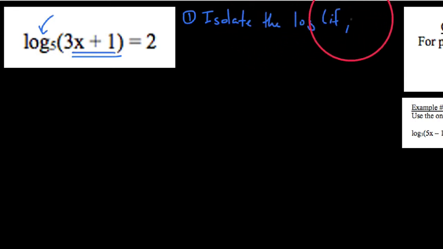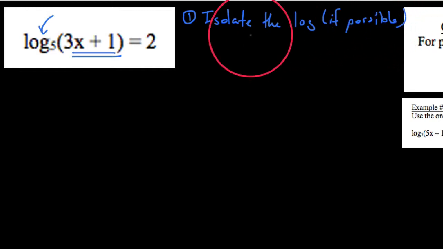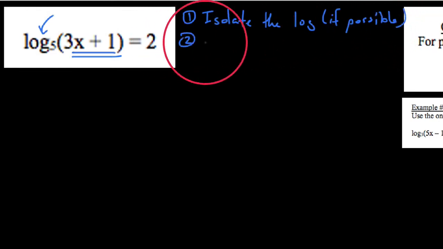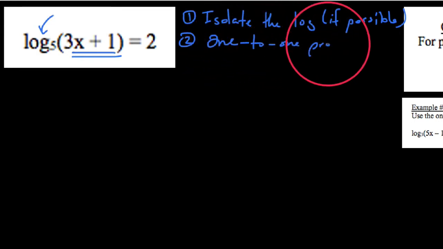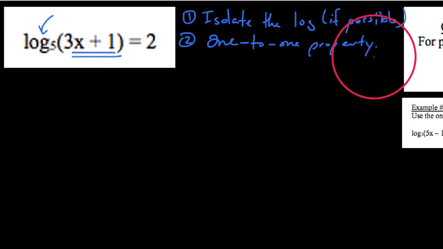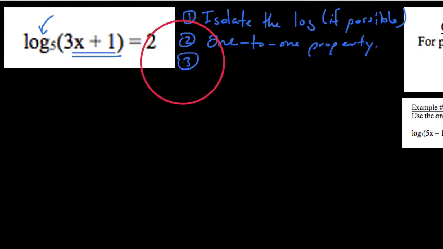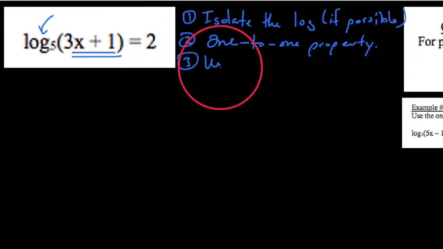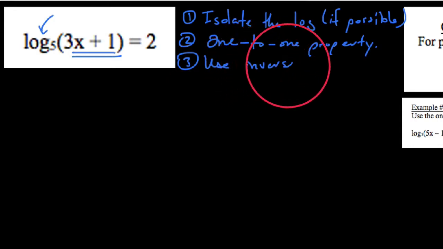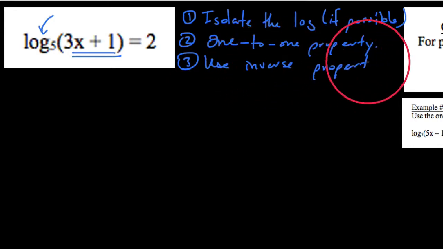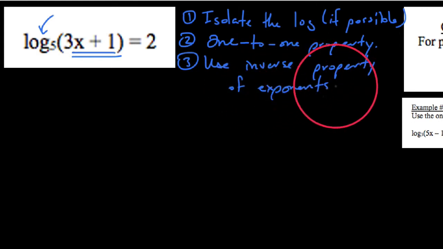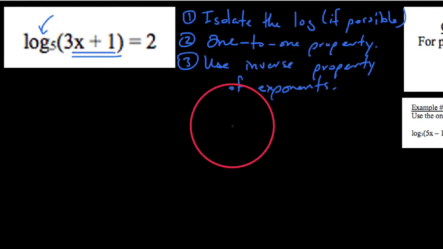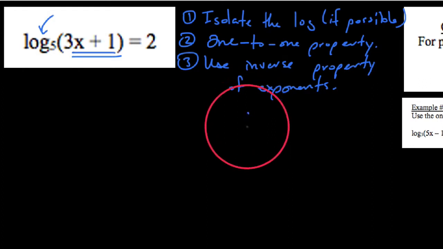I'm going to write "if possible," as a matter of fact, because the next example we look at is not possible. But once we have this isolated, we're going to ask ourselves, can we use the one-to-one property to solve this? Okay. As a matter of fact, I'm going to bypass that one, and I'm going to go straight to number 3 here, which is use the inverse property of exponents.